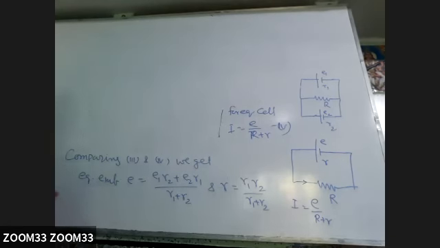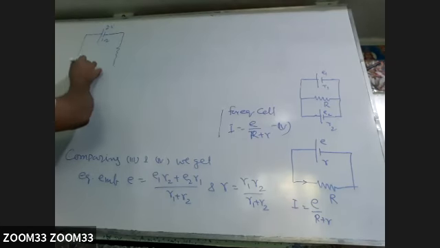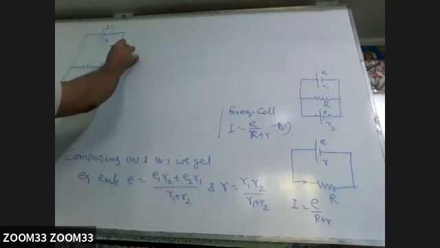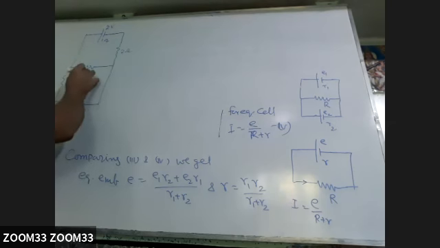So our final circuit was this: 2 volt 1 ohm, 6 volt 1 ohm, this one was 2 ohm, 5 ohm and 2 ohm. This was the circuit? The original one? Yes, sir. Yes.